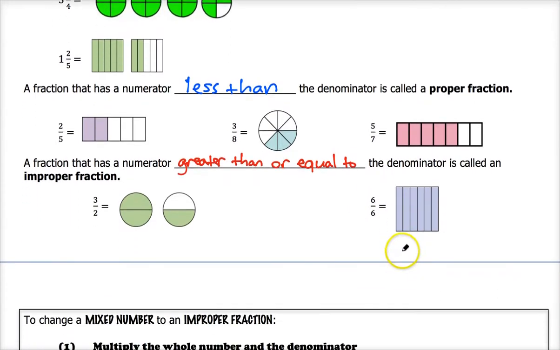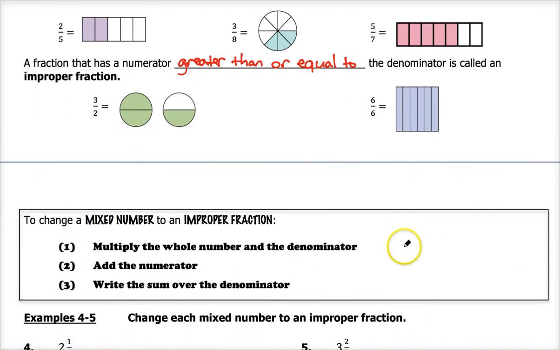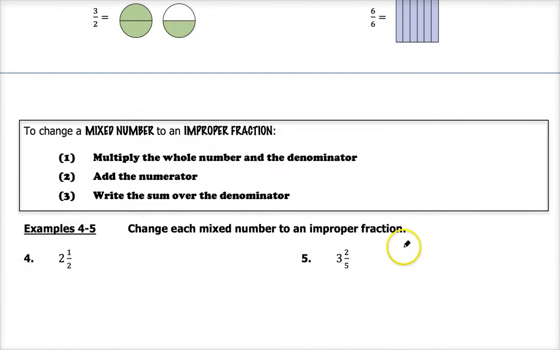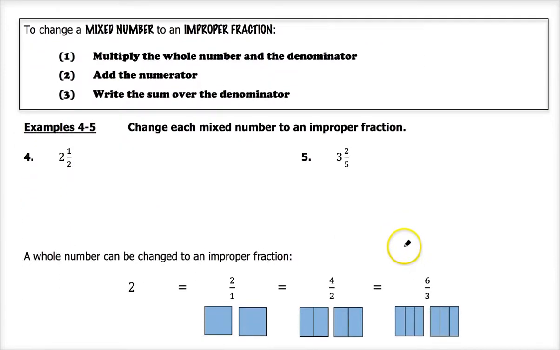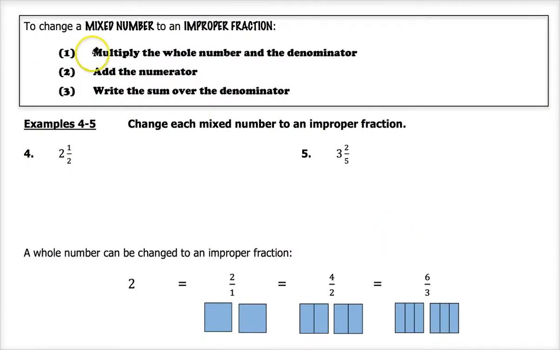So we're going to practice on the back how to change mixed numbers to improper fractions and vice versa. So to change a mixed number to an improper fraction, we do the following. We multiply the whole number and the denominator together. Then we add that answer to the numerator. And then we write that final sum over the original denominator.